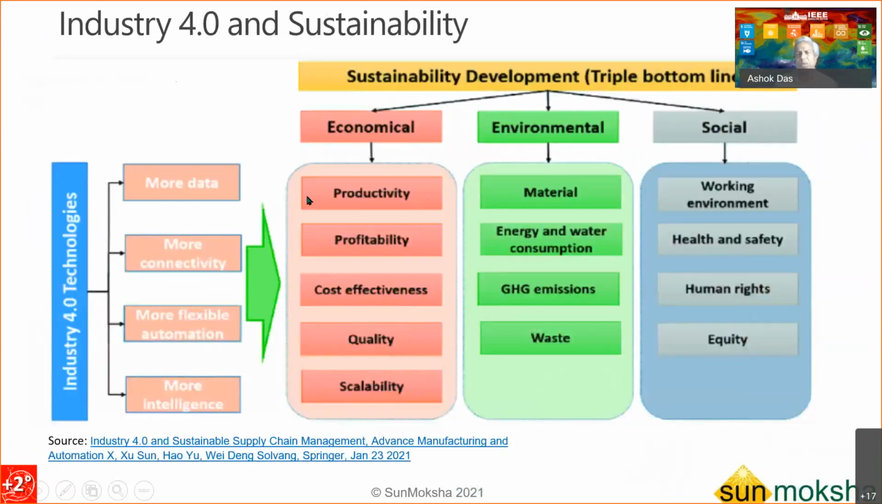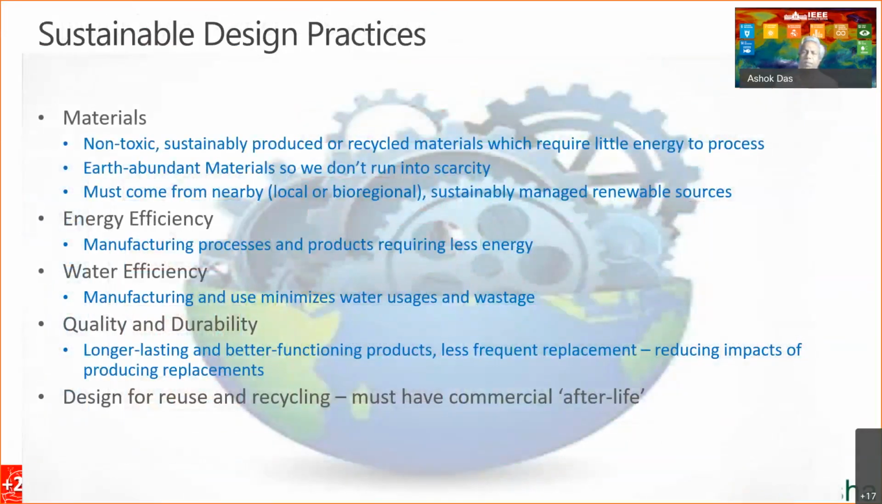Industry 4.0 is coming. I'm not an expert on that, but I'm just telling you that it looks at economic, environment, and social impact of any process that they do. And that is why we need to move to that more holistic approach to industrialization. Similarly, the design practices need to change. We need to start using the right kind of material from the very beginning. Design such that it is easier manufacturing, less energy consumption manufacturing, less water consumption manufacturing, and still giving me quality and durability.